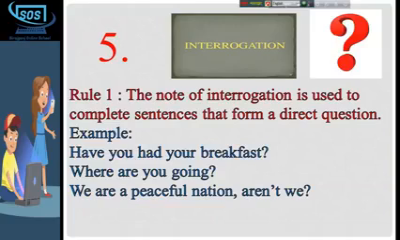Questions are of three kinds: yes-no question, WH question, and tag question. A yes-no question starts with an auxiliary verb. A WH question starts with a WH word, and a tag question is given after a statement. This is an uncommon type of question. So, questions are of three kinds: yes-no question, WH question, and finally tag question.